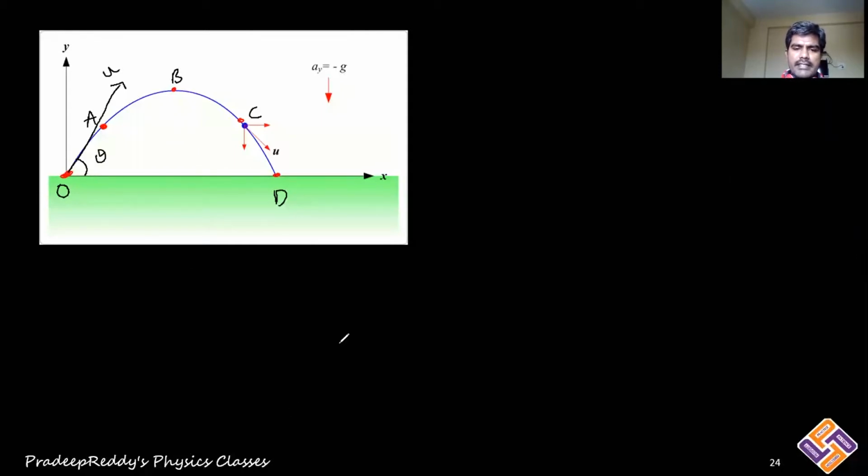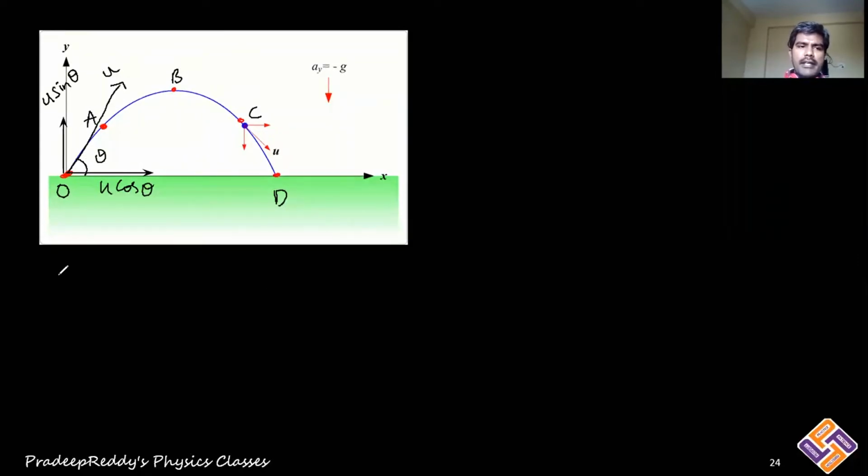As this vector is in the plane, you can resolve that vector into two components. One is the component along horizontal and the other component along the vertical. Now I'll resolve that: along x-axis you can write it as u cos theta, and along y you can write it as u sin theta. So the velocity vector can be resolved as u cos theta, along horizontal, and u sin theta, along vertical.